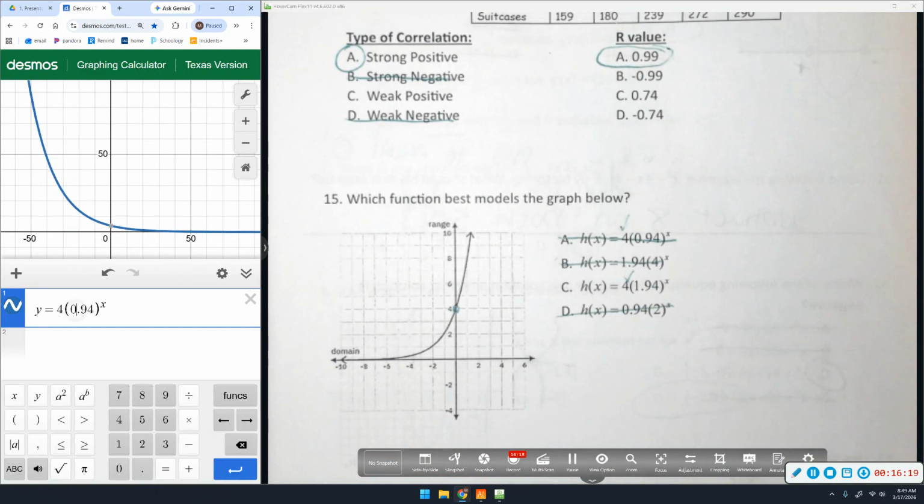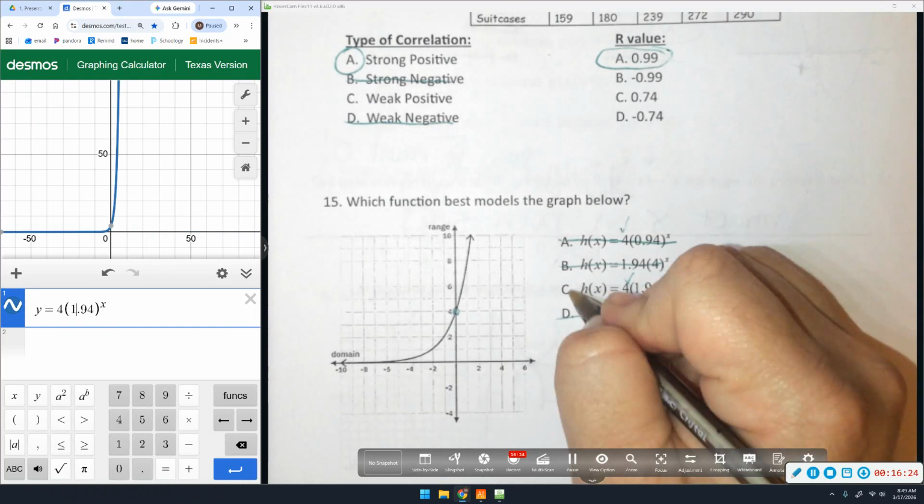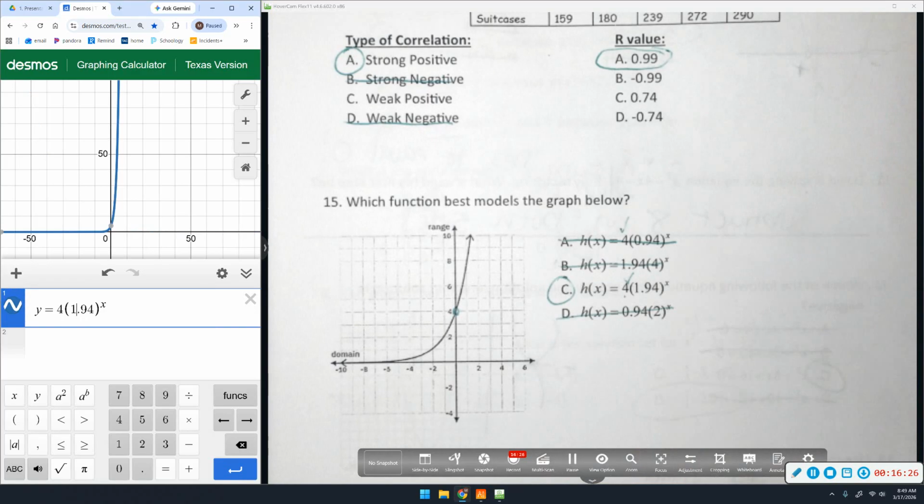So if I check the other one, that one is increasing. That's the only one that's increasing that has the correct intercept, so C is my answer.